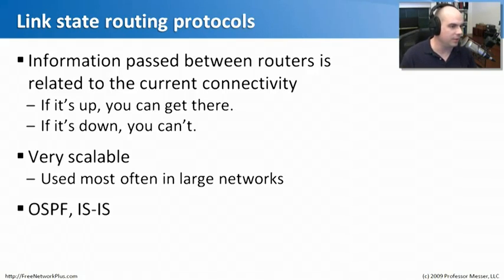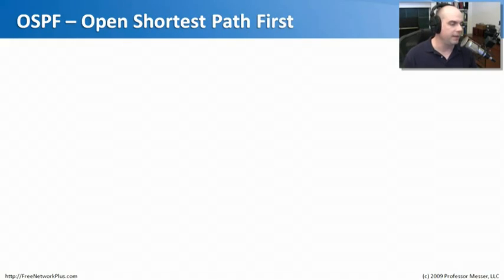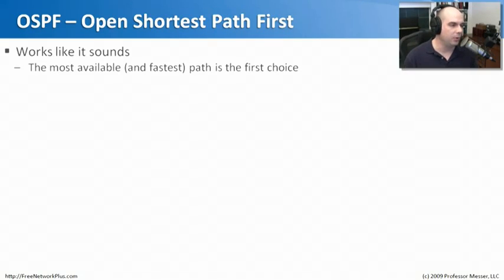We'll also talk about two types of link state routing protocols. There are two that we need to know for the Network Plus exam. One is called OSPF and the other is called IS-IS. So let's step through the first one, OSPF. OSPF stands for Open Shortest Path First. That sounds very much like a link state protocol, doesn't it? And it works just like it sounds. If a link is open and it's the shortest way to get there, that's where we should go.